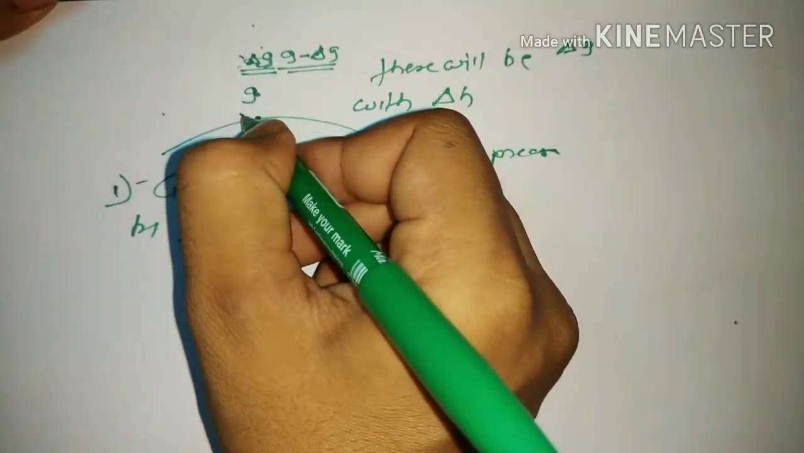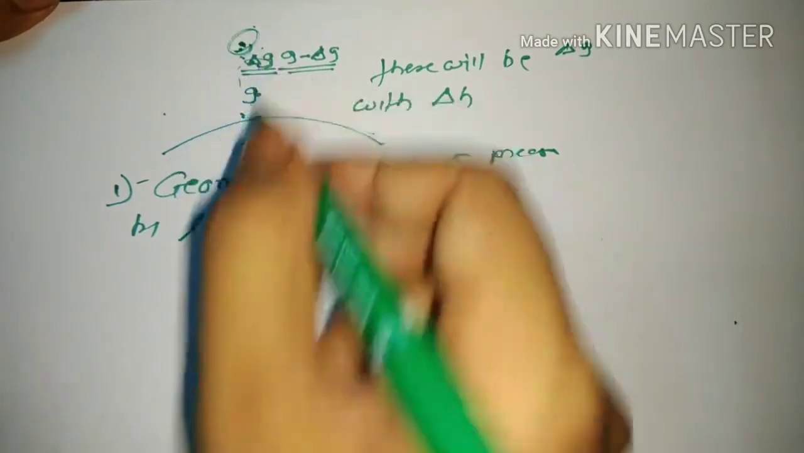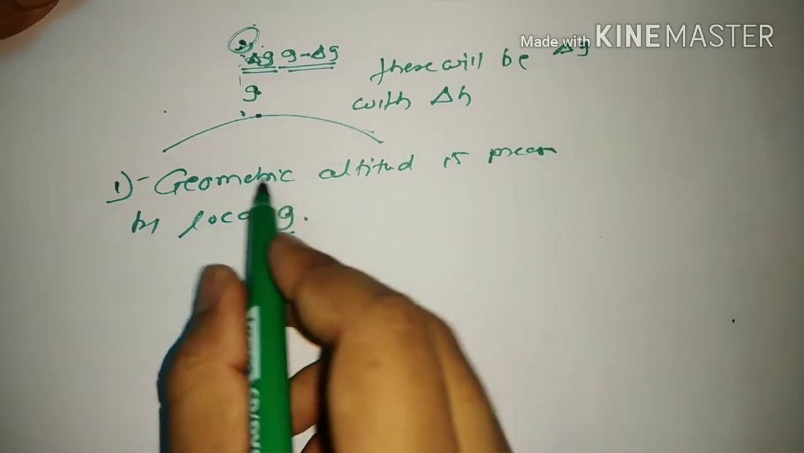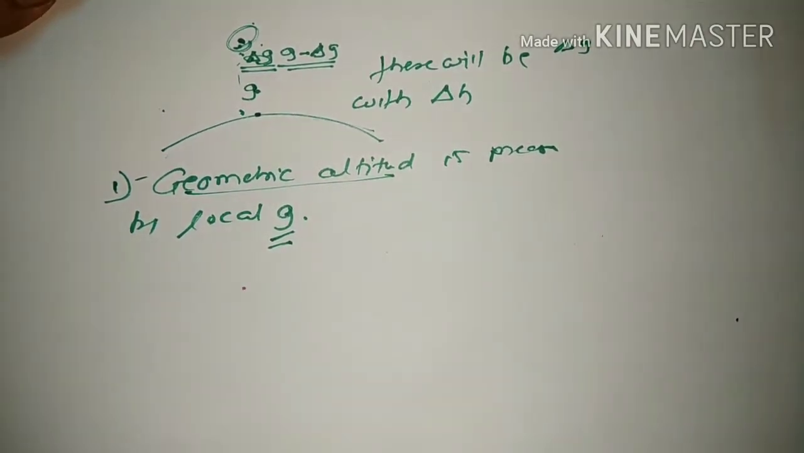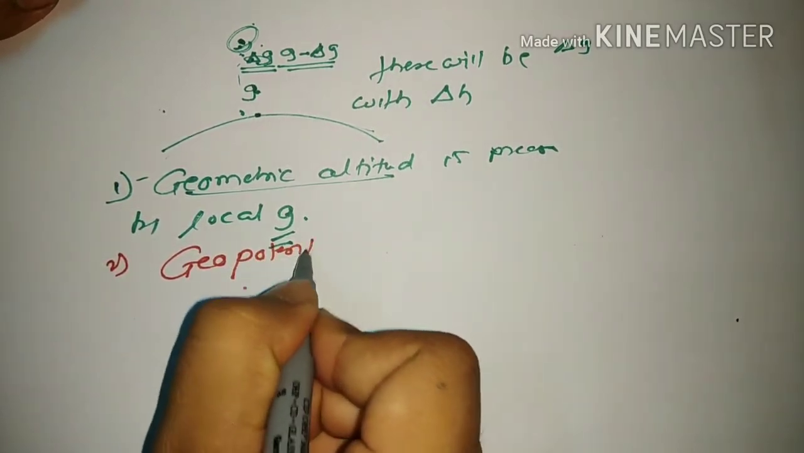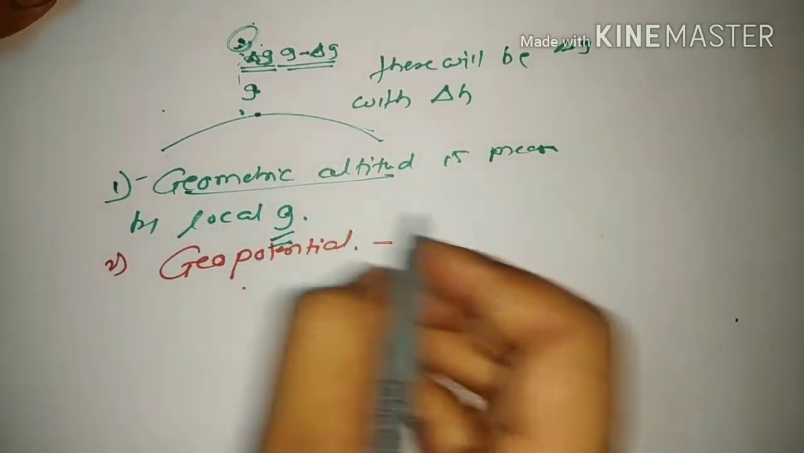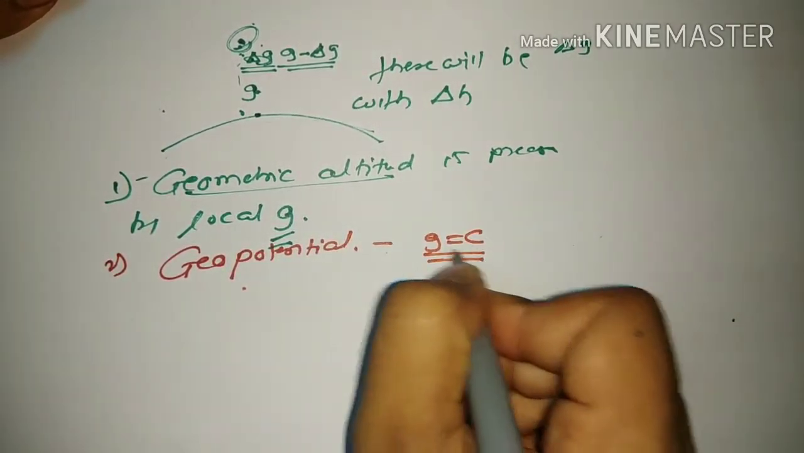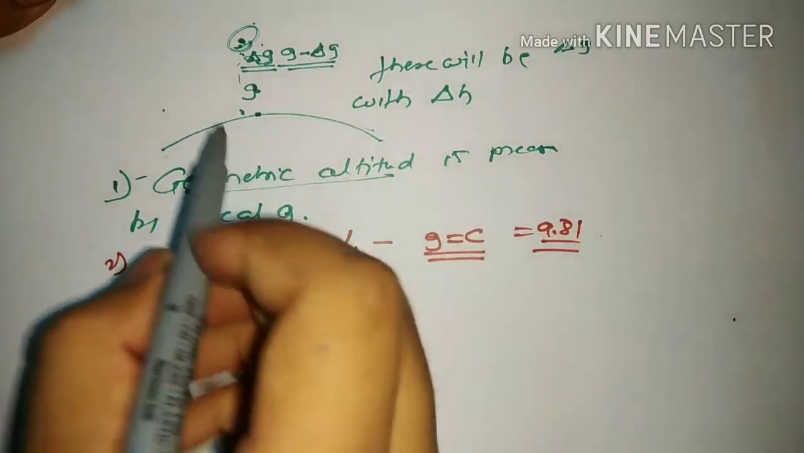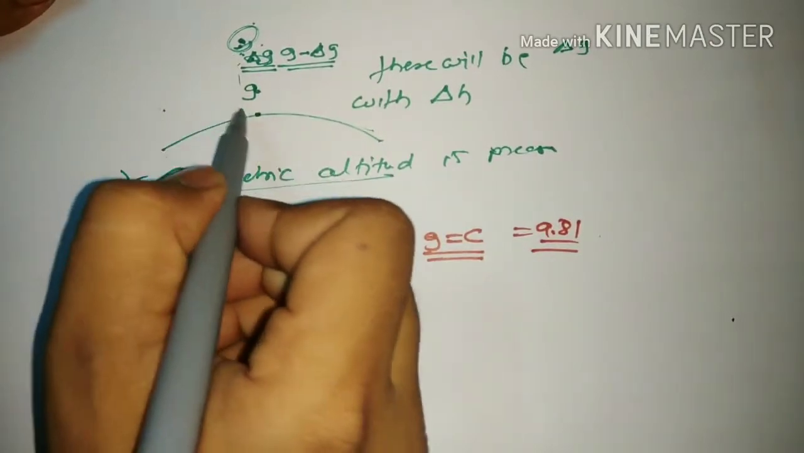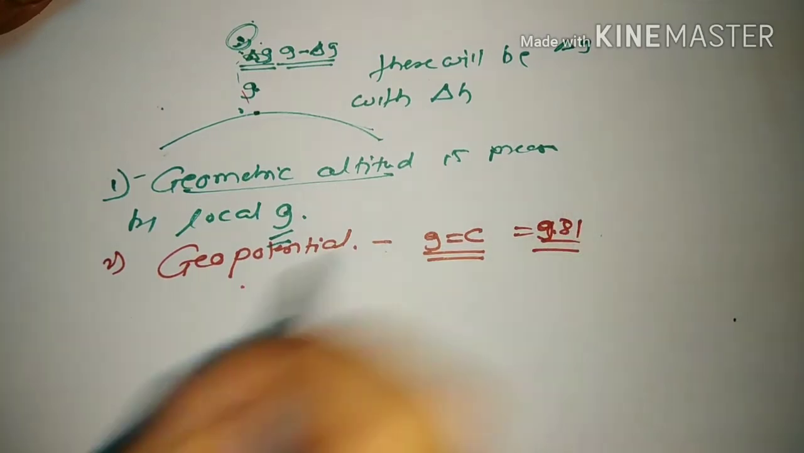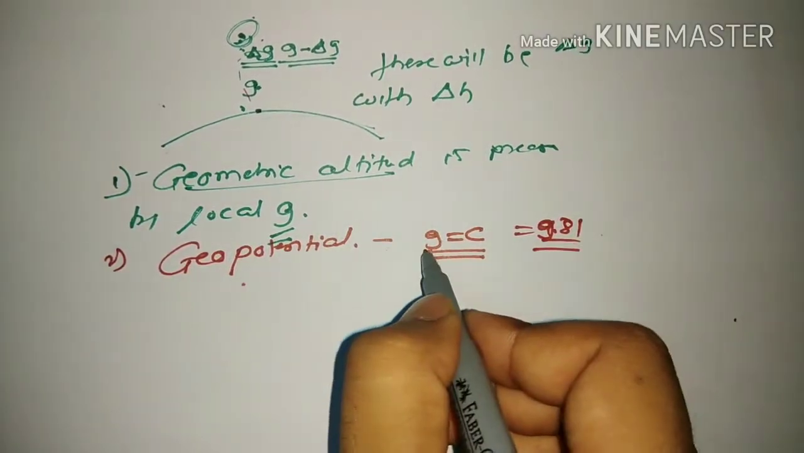Whatever gravity is available at a particular height, corresponding to that g (gravitational), we calculate the geometric altitude. But in the case of the second altitude, geopotential altitude, we consider g, the gravitational constant, to be constant, equal to 9.81. Gravity is changing, but not that much, so it's not affecting much, and we reduce the complication in the calculation. We consider gravity to be constant.